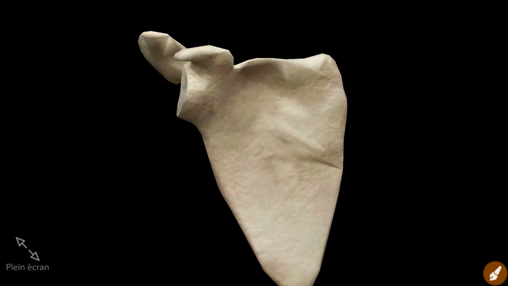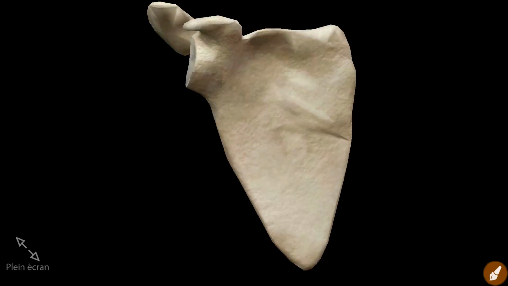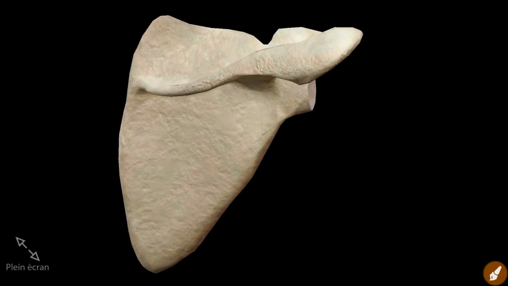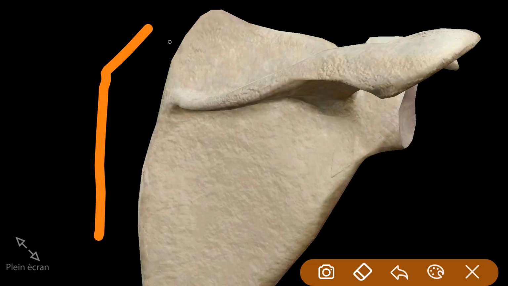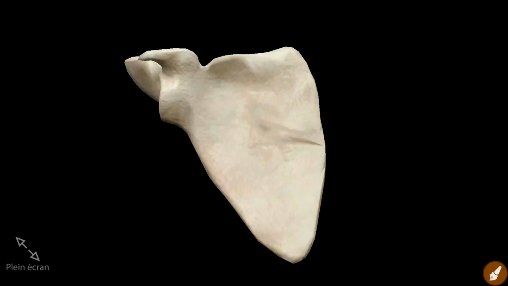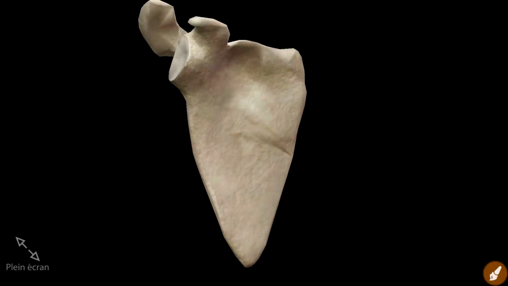The medial border is the longest. It's also called the vertebral border. There is just a small detail here. Notice that the medial border forms, at the level of the spine of the scapula, a certain angle, and this angle is obtuse. The last border is the lateral one.